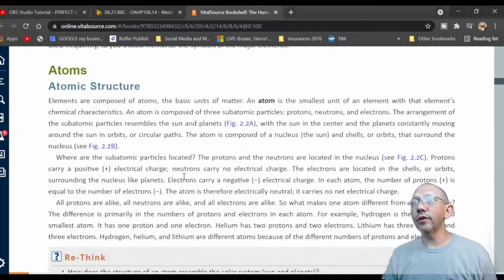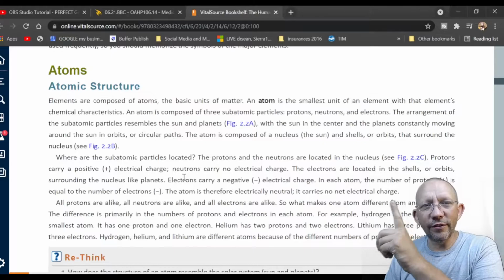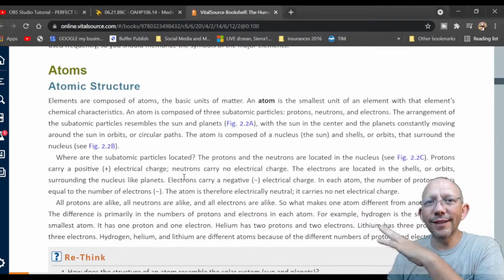Okay, atom structure. Atoms have those three things. Electrons negative. Okay, if you're writing this down, electrons have a negative charge. Protons have a positive charge, and neutrons have no charge at all.